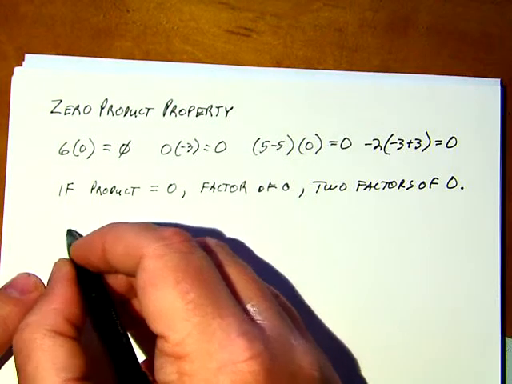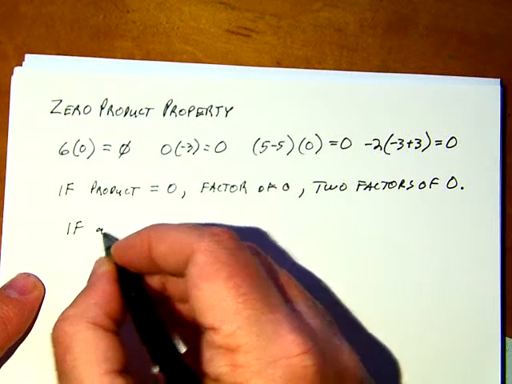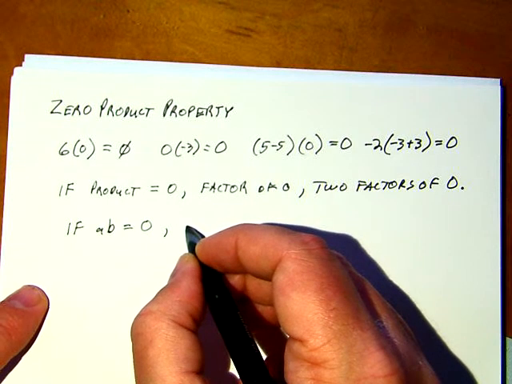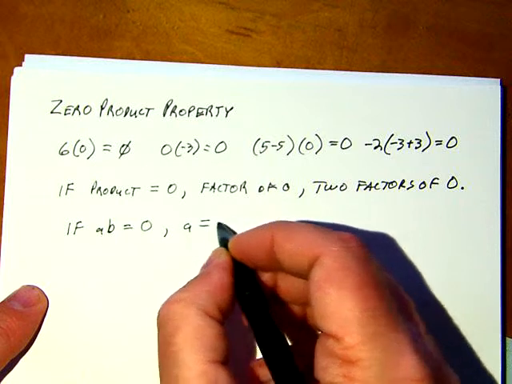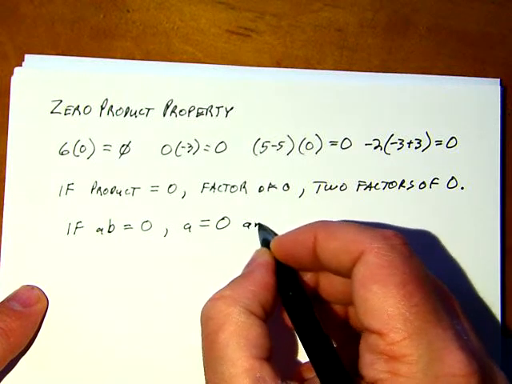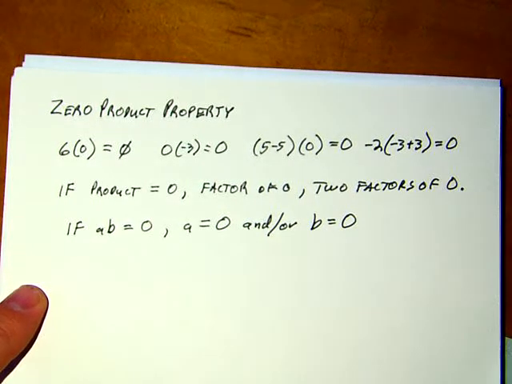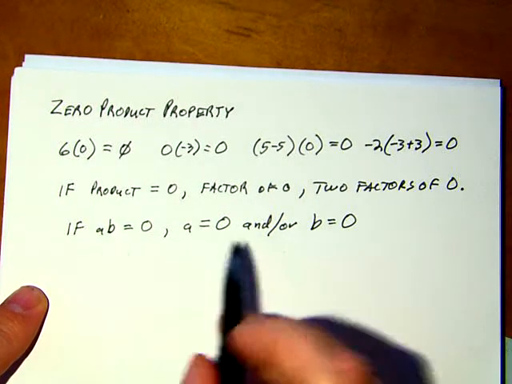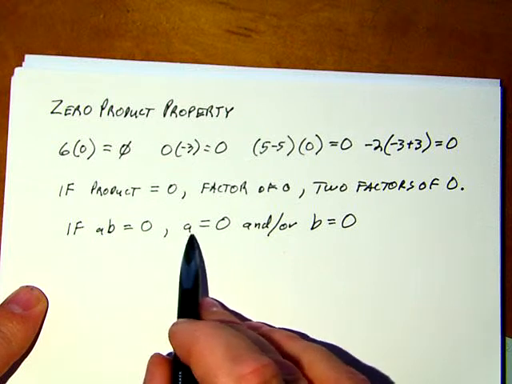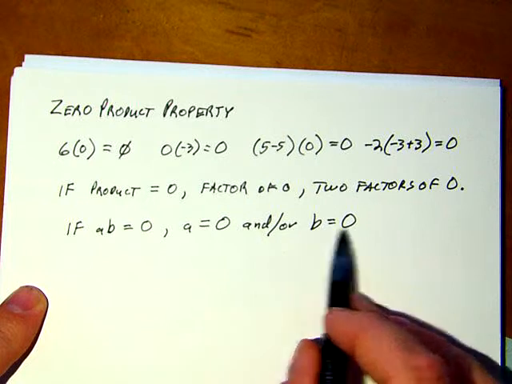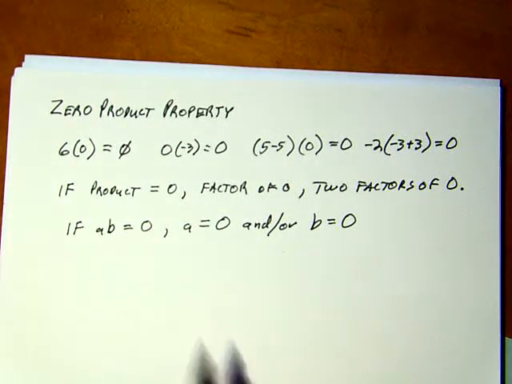Okay, so written in letter form, if a times b is equal to 0, then you either have to have a equal to 0 and or b equal to 0. So if ab is equal to 0, then a is equal to 0, or b is equal to 0, or a is equal to 0 and b is equal to 0. And that's the zero product property.